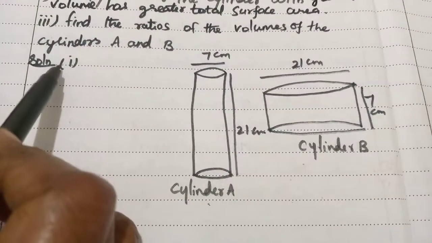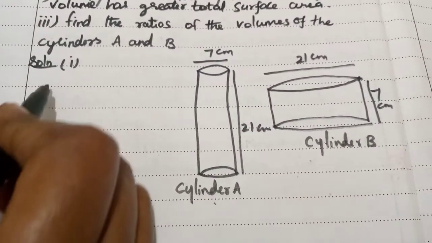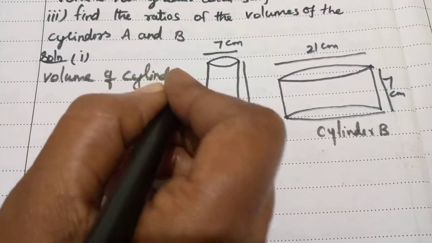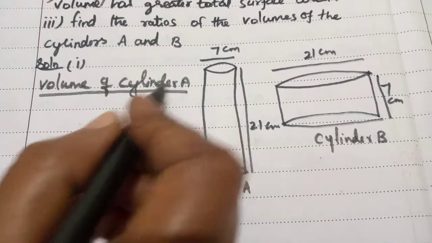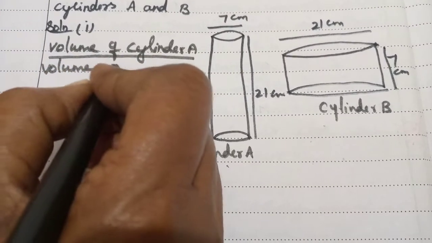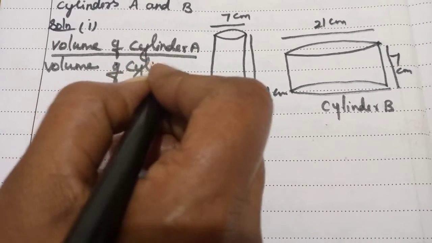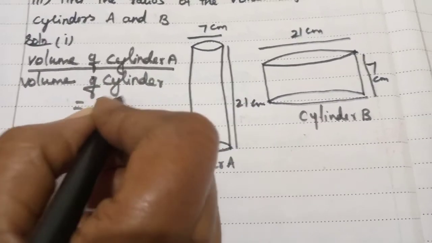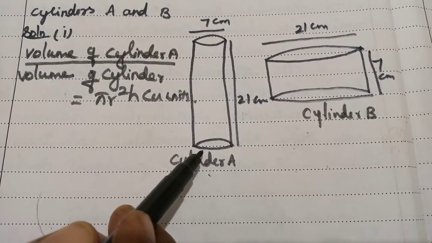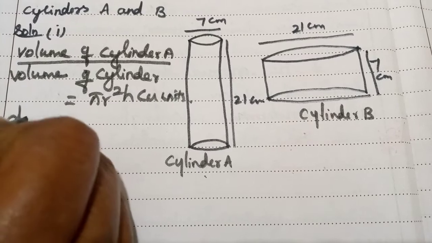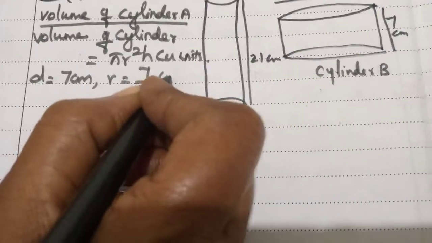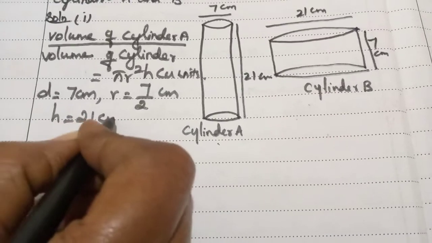So first subdivision, volume of cylinder A. For this, first we have to write the formula. What is the volume of cylinder formula I have given for you? Volume of cylinder equals pi r square h cubic units. Here diameter is given. For cylinder A, diameter D is equal to 7 centimeter. So radius is half of that, 7 by 2 centimeter. And height is given, 21 centimeter.